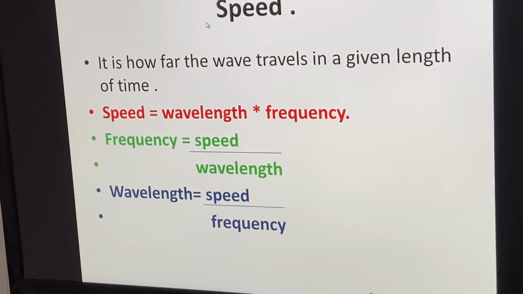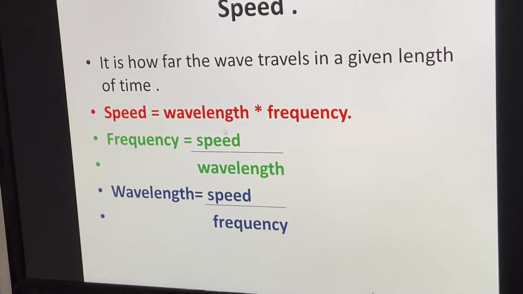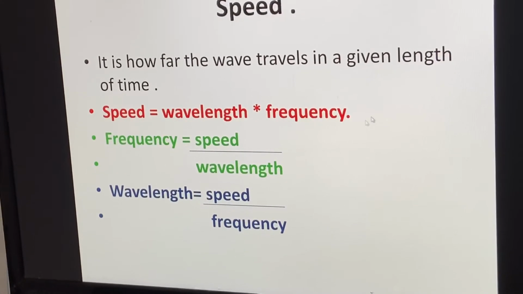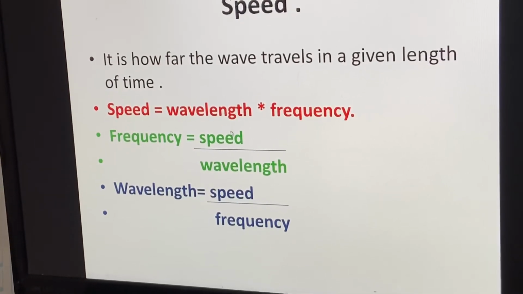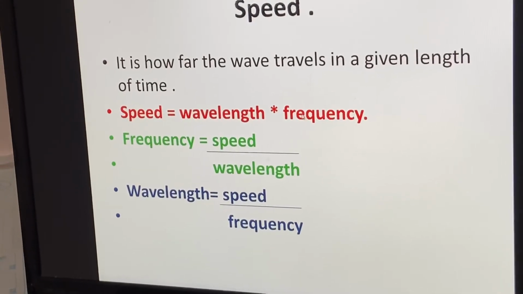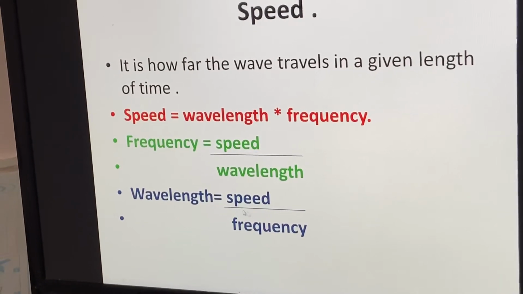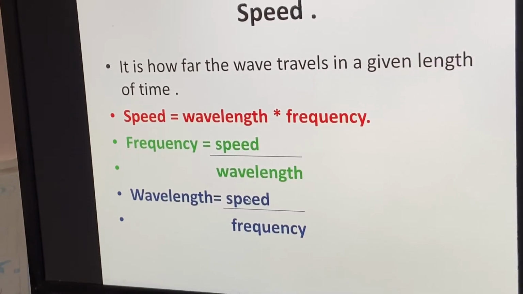If we want to measure the speed, we say speed equals wavelength times frequency. If you want to find the frequency, we can say the frequency equals speed over wavelength. And if you want to find the wavelength, we can say wavelength equals speed over frequency, or speed divided by frequency.